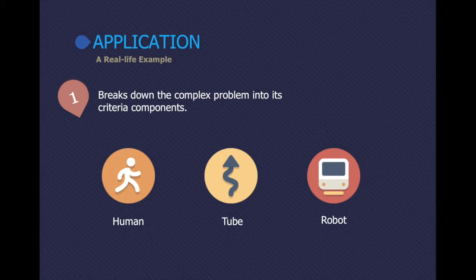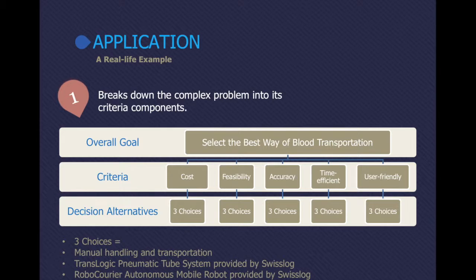Then we did some research and narrowed down our candidates to the following 3 potential transportation systems, which are human, robot, and tube. Here is the overview of the problem.